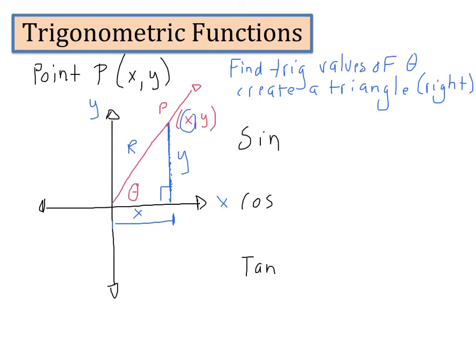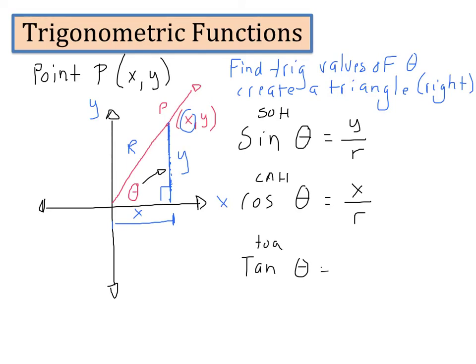So if I wanted to find the sine of theta given a point on an xy plane, I remember that I can use sine, cosine, tangent, or SOHCAHTOA. Now I know that sine is SOH, so opposite of theta would be y, and the hypotenuse is r. For cosine, I use CAH. Adjacent to cosine is x, and the hypotenuse is r. And for tangent, it's TOA. So opposite of tangent is y, and adjacent is x.